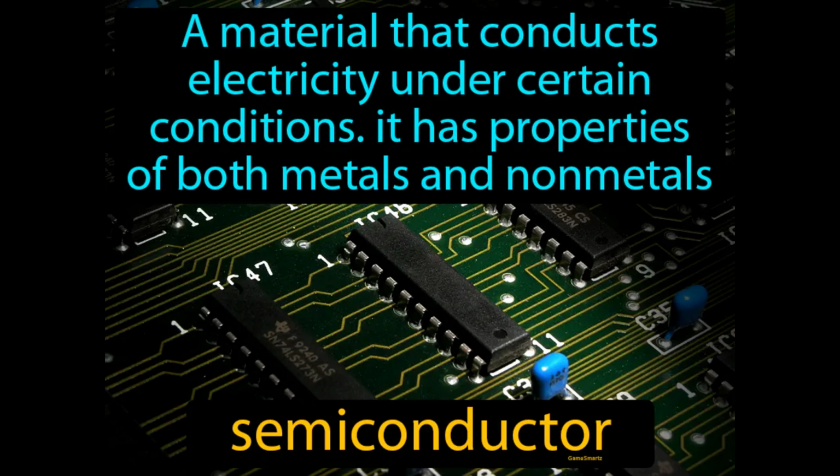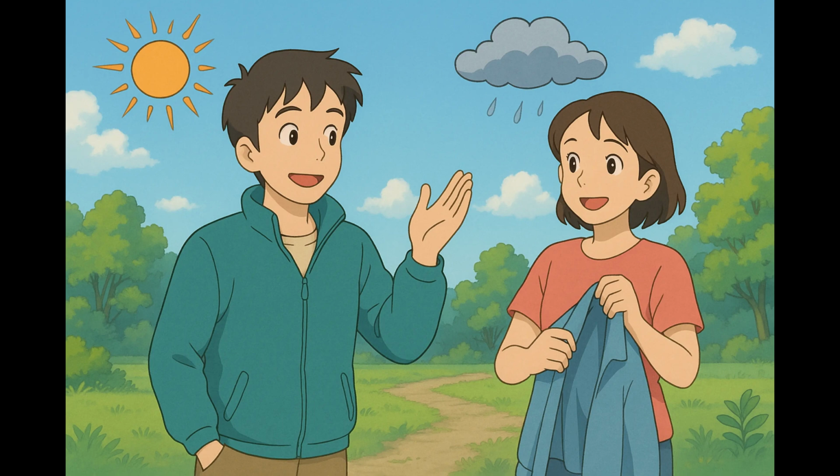A material that conducts electricity under certain conditions, it has properties of both metals and nonmetals. Semiconductor. A semiconductor is a substance that can control electrical currents, making it crucial for electronic devices like computers and smartphones.